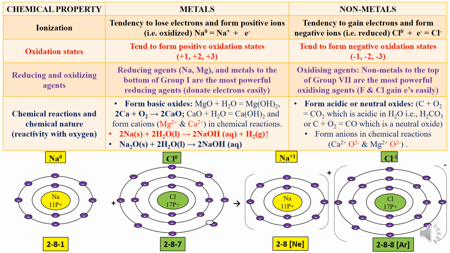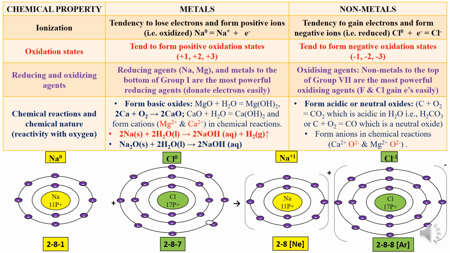Now metals tend to form positive oxidation states. In this case, the sodium atom has lost 1 electron and forms a positive oxidation state of +1. Chlorine has gained 1 electron and has taken the negative oxidation state of -1. So metals tend to form positive oxidation states while non-metals tend to form negative oxidation states.